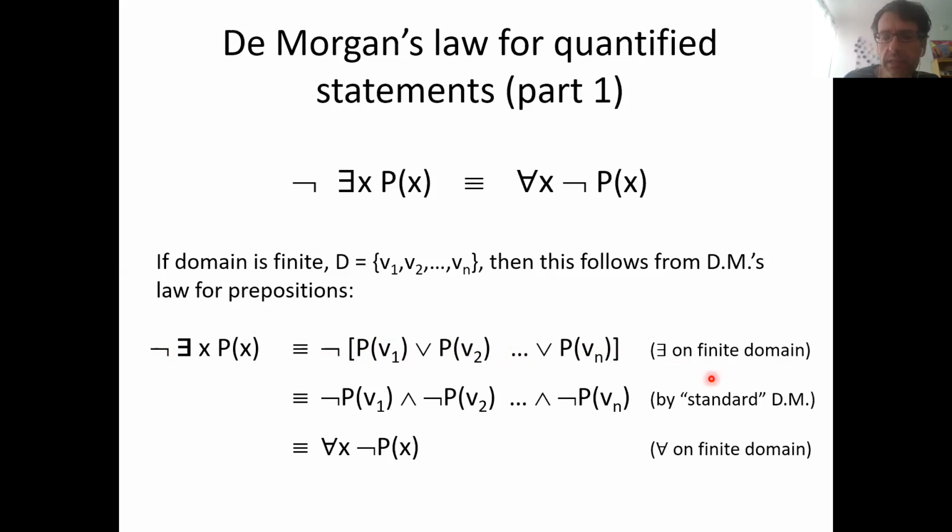And now by the standard De Morgan law, the negation of a disjunction, an OR of a bunch of things, is the same as saying that the first thing doesn't hold, and the second doesn't hold, and the last doesn't hold. And now I just read it off as for all X, not P of X. So that's again just a way to read what a universal quantifier is on a finite domain.